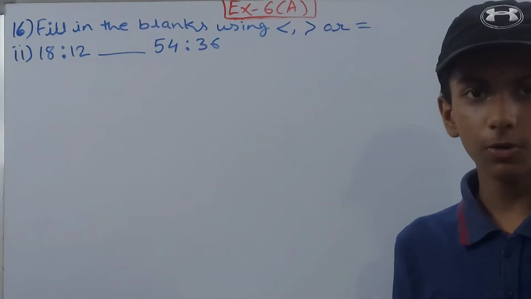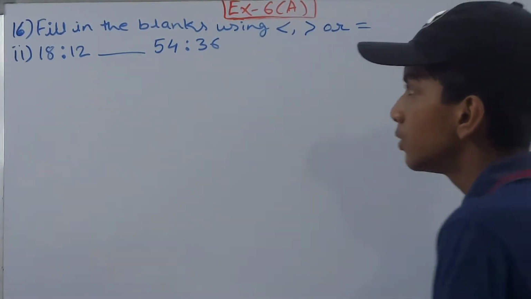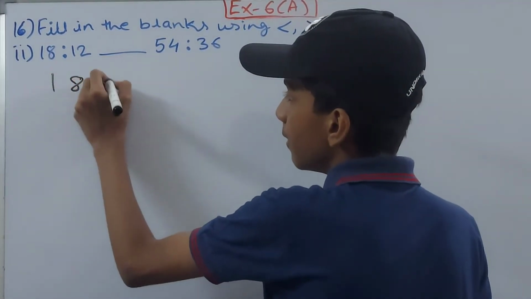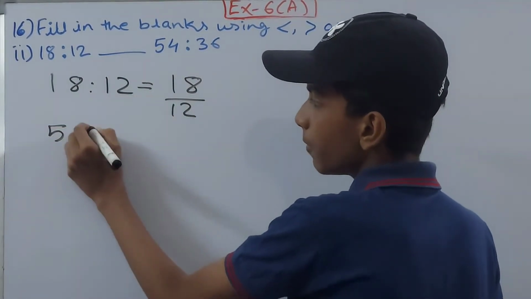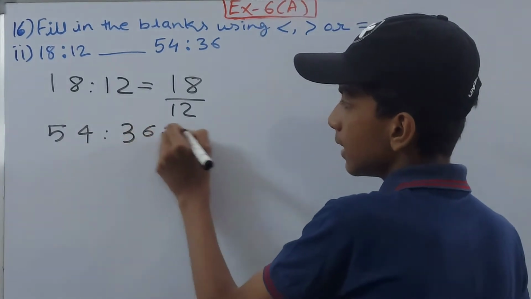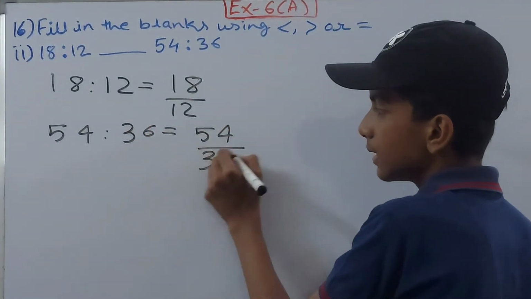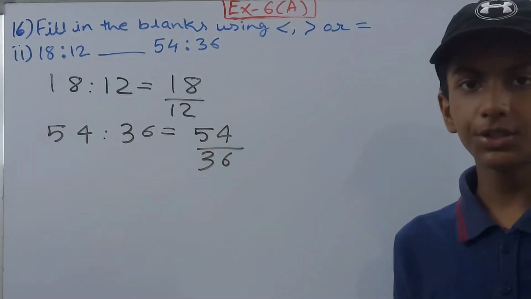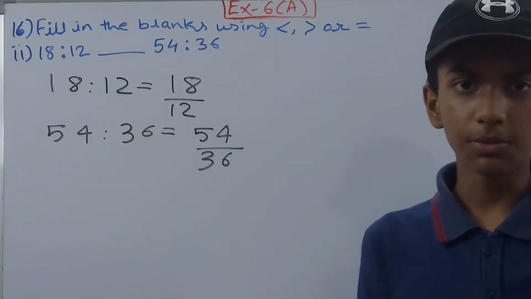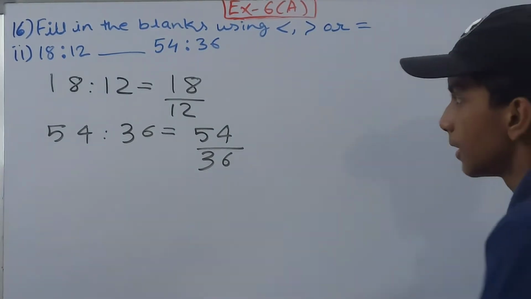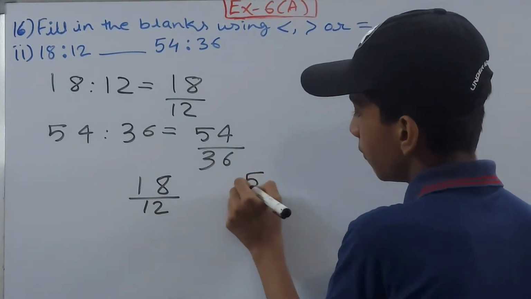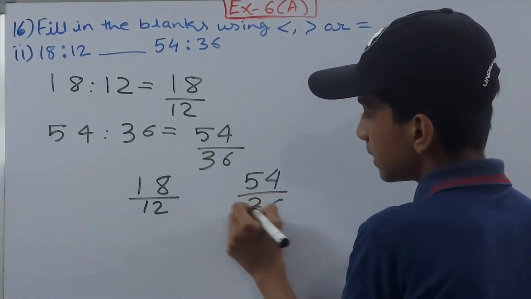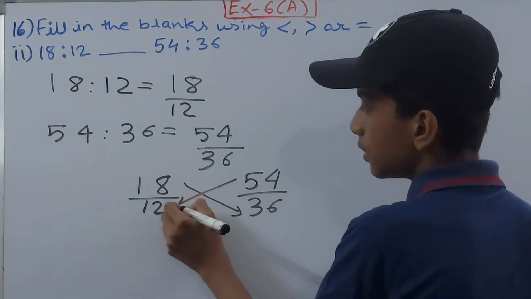Again we will first of all form them in the form of a fraction. So 18:12 becomes 18 upon 12, right? And 54 is to 36 is 54 upon 36, right? We've converted them into a fraction, and now we can do the cross multiplication because it is an easier method, right? So cross multiply 18 upon 12 and 54 upon 36 this way and this way.